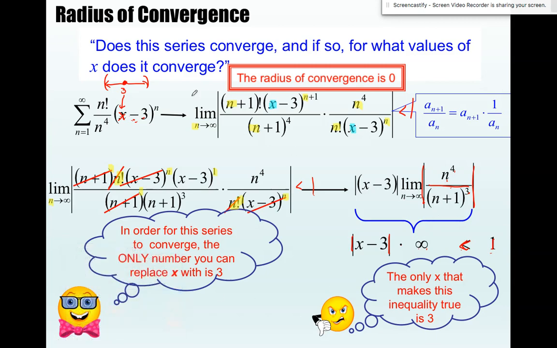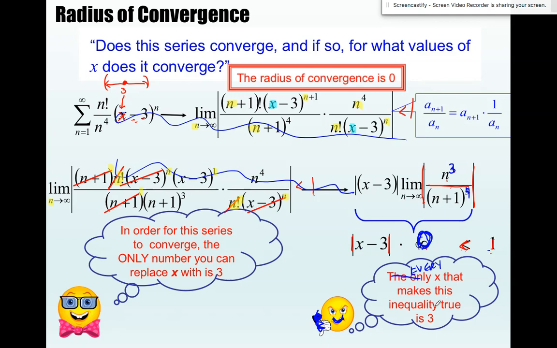What if I had ended up, I did all this work, and I got n cubed over n plus 1 to the 4th. What would my absolute value ratio be? What would the limit as n goes off to infinity be? This would be 0. Right? What number can you replace x with minus 3, multiply it times 0, and stay less than 1? Turn that frown upside down, honey.